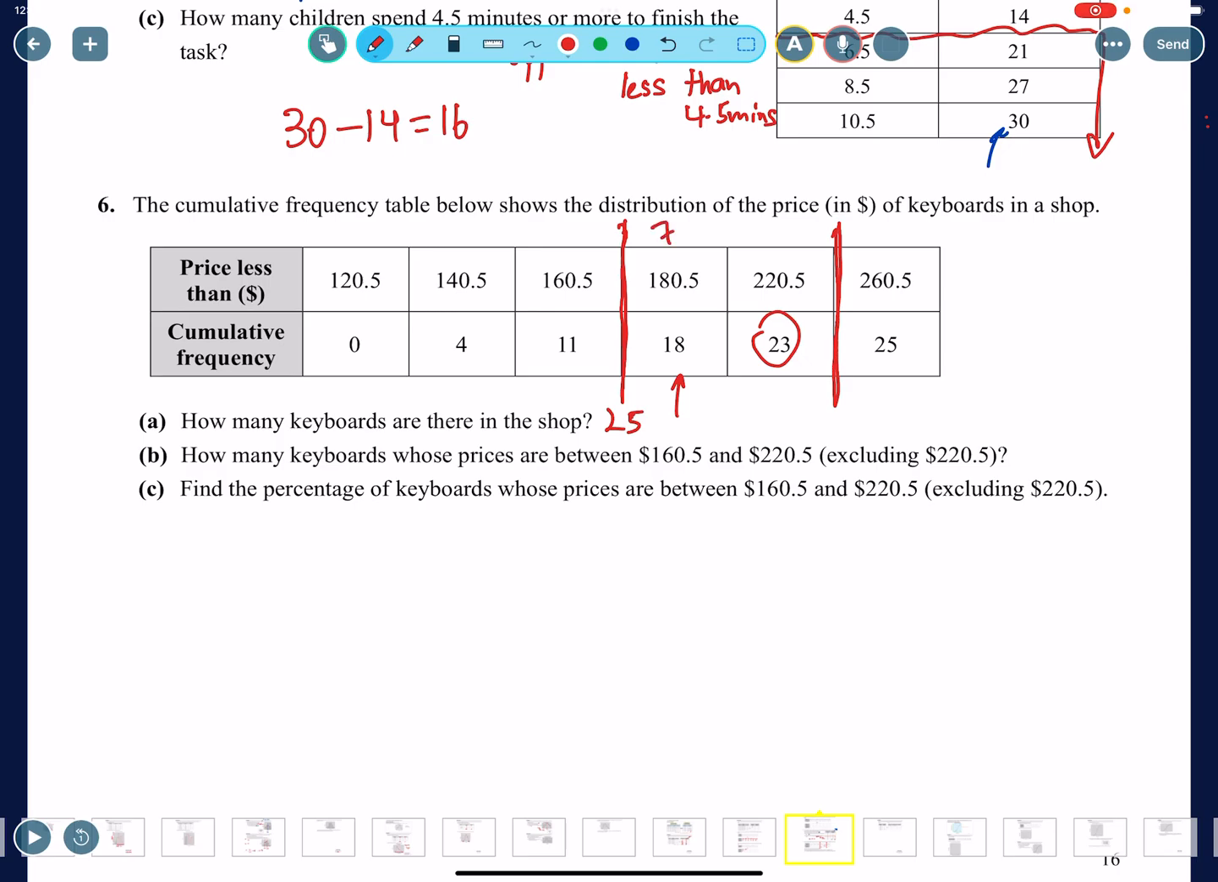So in a normal frequency distribution, 160.5 to 190-ish, 0.5 is 7. And then 7 is here, right? 23 minus 7 will be... So basically we're making a frequency distribution table. Maybe we can draw that here. So frequency, like a normal frequency. I think that would be easier.